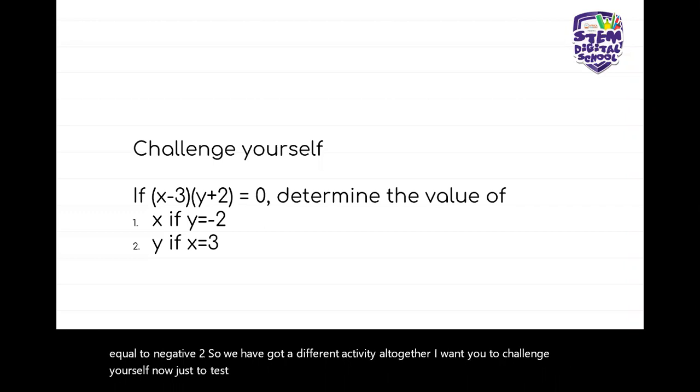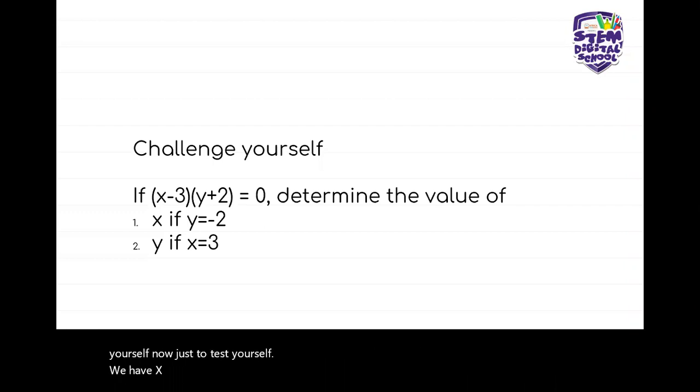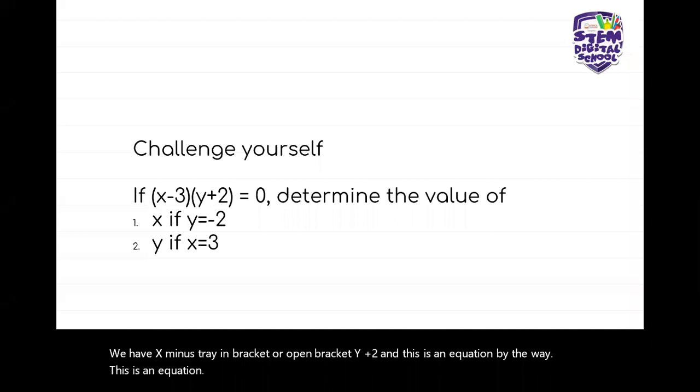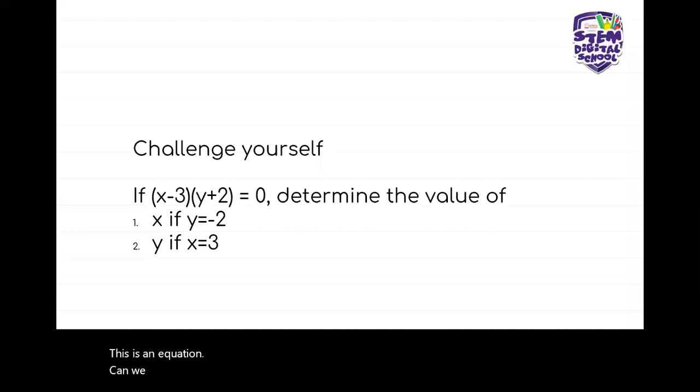We have (x - 3)(y + 2) = 0, and this is an equation, by the way. Can we find the value of x if y is equal to -2? So basically what you need to do is to substitute the value of y. If y is equal to -2, what will be the value of x?